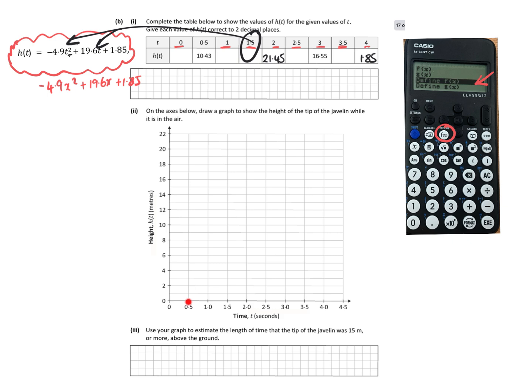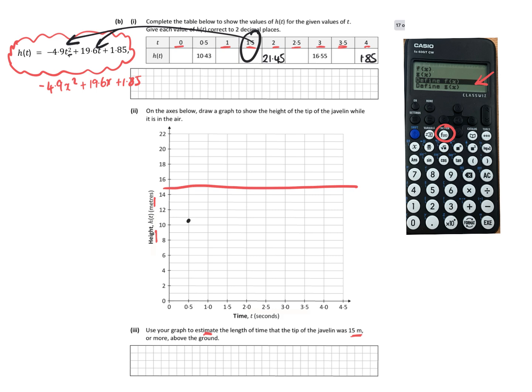We go along at 0.5, we go up as far as 10.43. So something a little bit like that. I'm expecting everybody here to complete this table and sketch that graph perfectly. The next part is use your graph to estimate the length of time the tip of the javelin was 15 meters or more. So 15 meters or more, this is the height here. This is where the graph is 15 meters or more.